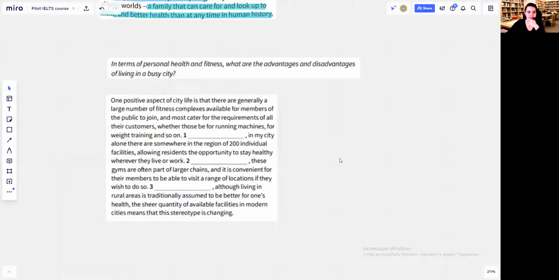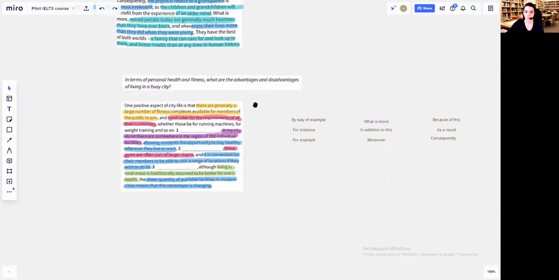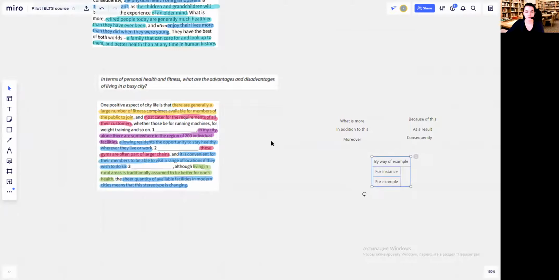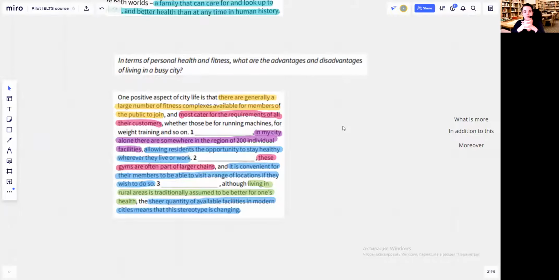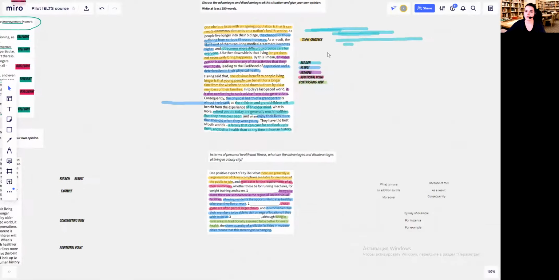Now, the task says, in terms of personal health and fitness, what are the advantages and disadvantages of living in a busy city? If we deconstruct the whole paragraph, we'll be able to see which linkers are missing. Now, one positive aspect of a city life is that there are generally a large number of fitness complexes available for members of the public to join. It is obviously a topic sentence. I should probably drag the color code here so we don't get confused.